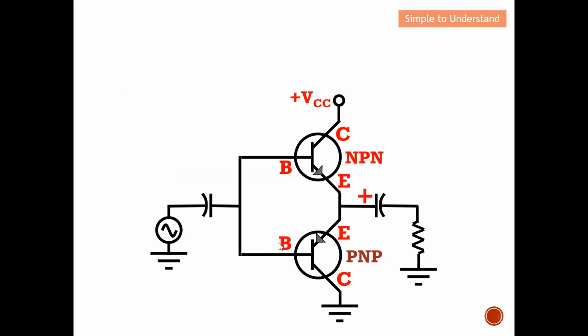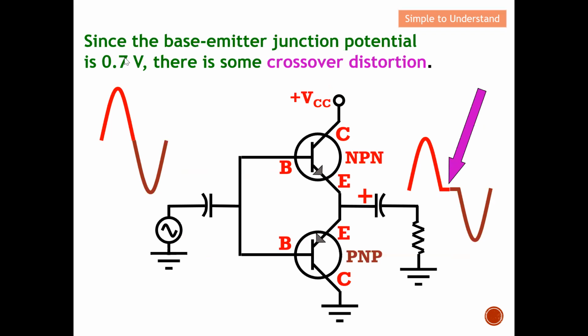However, for a Class B amplifier, if you look over here, I need to have 0.7 volt in order to turn on the transistor. So this becomes an issue.